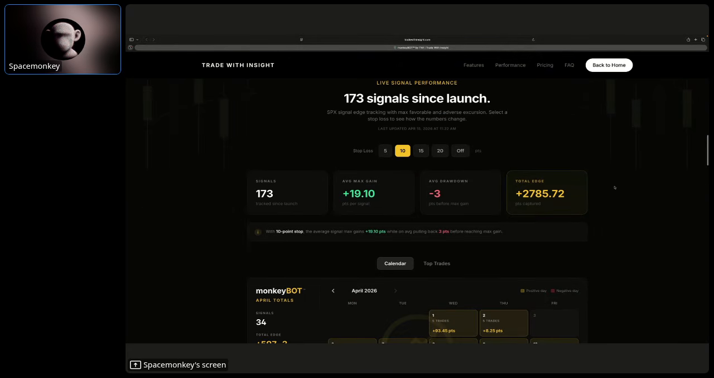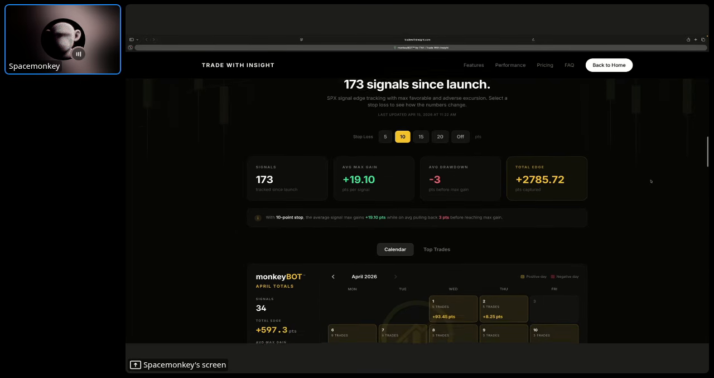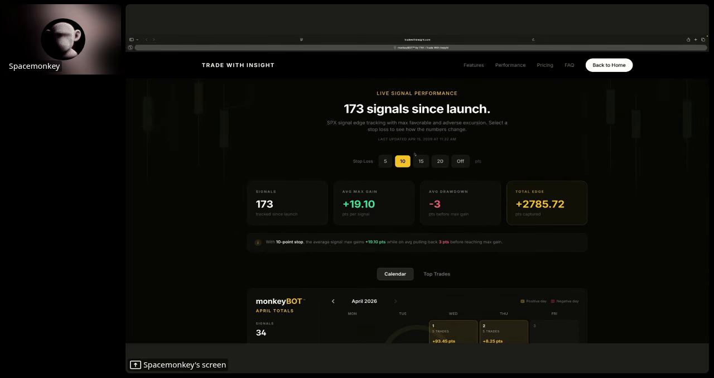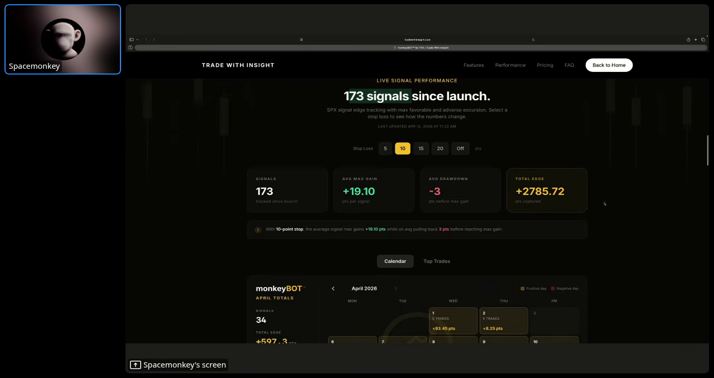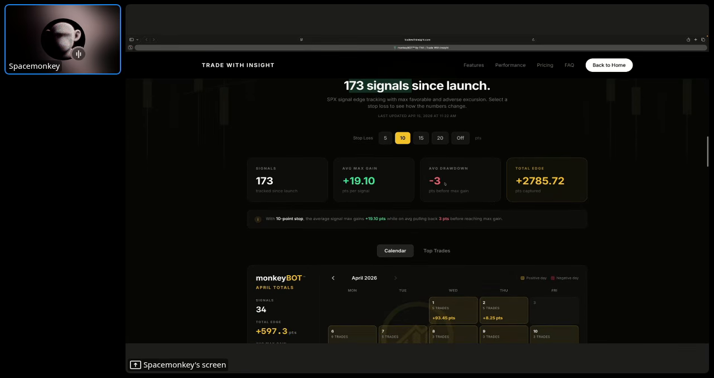What I would say is that we've done pretty good. This shows the 173 plus signals since launching. If you had a 10-point stop loss, and as you know, we've had very high VIX lately, so 10 points just made sense within this period. We've had a lot of good results. Basically captured 2,700, almost 3,000 points with an average drawdown of 3 points.